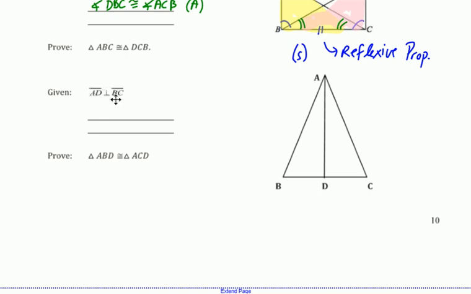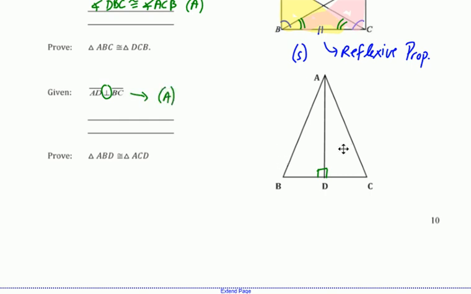In the next one, we're given that AD and BC are perpendicular. That's what this symbol here means. So in my diagram, I would be able to draw in right angles, and as a result of that, these angles would end up being congruent as well. So in a couple steps in a proof, this would lead to a pair of congruent angles.